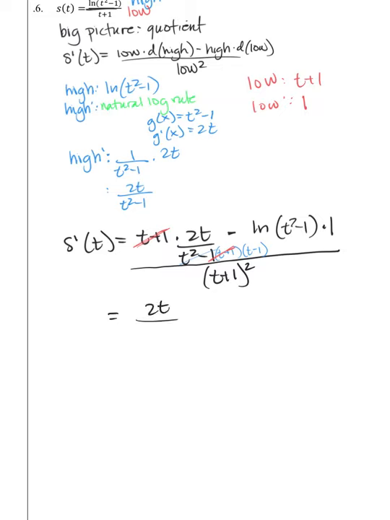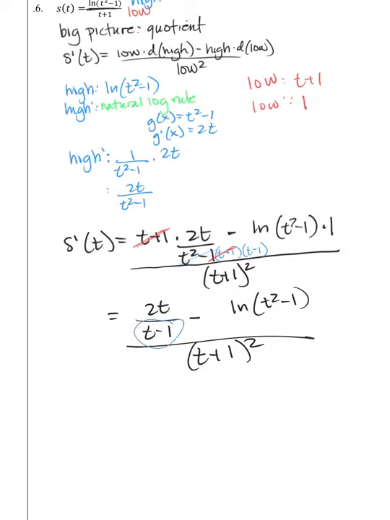So we have 2t over t minus 1 minus the natural log of t squared minus 1, all over t plus 1 squared. When we have that fraction in the numerator, we are dealing with a complex fraction, so we need to take care of that. And the way we can do this, does everybody see how this would be the denominator? So I can multiply the numerator and the denominator by that t minus 1.